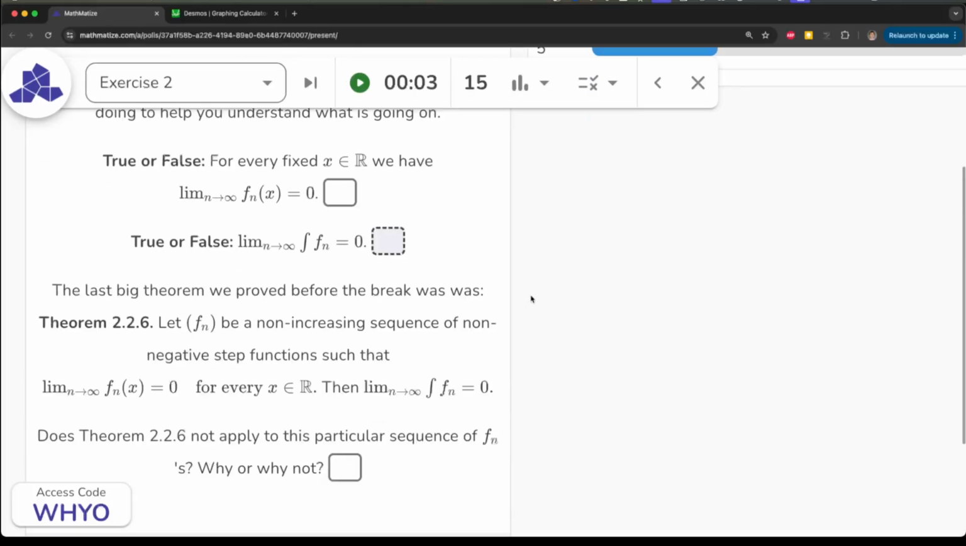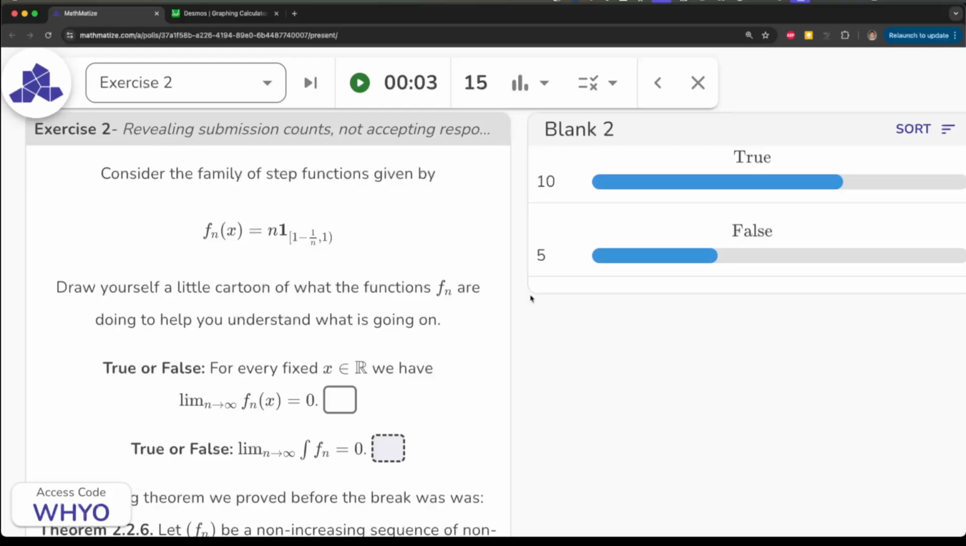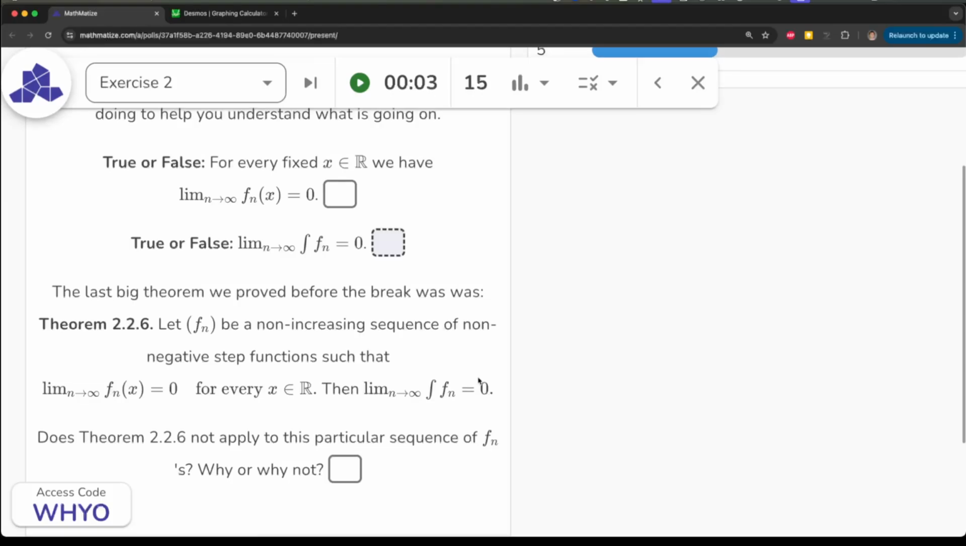Since many people did not realize that the limit is 1, and they think the limit is 0, if you thought the limit is 0, then you're probably like, oh yeah, theorem 2.2.6 is great. The pointwise limit is 0. The limit of the integrals is 0. Everybody's happy. But the limit was not 0. The limit is 1. So in some way, with theorem 2.2.6, something is not working. That's the discussion that I want you to have for this little text box.